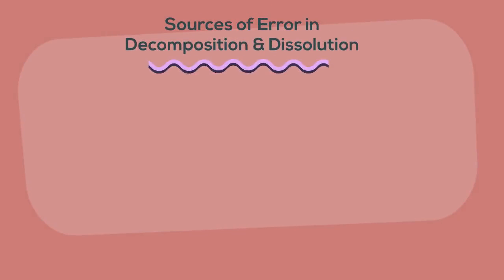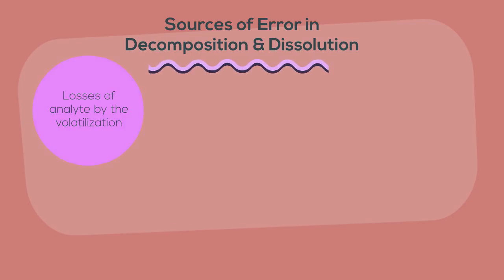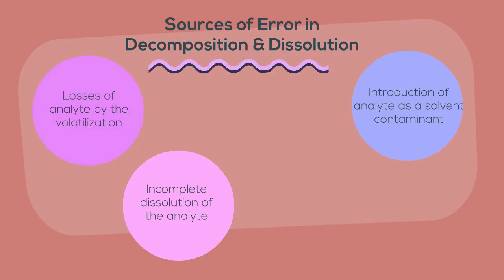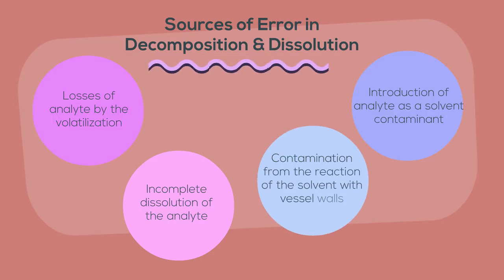Listed here are the sources of error during the decomposition and dissolution of sample: losses of analyte by volatilizations, incomplete dissolutions of the analytes, introductions of analyte as a solvent contaminant, and contaminations from the reactions of the solvent with the vessel wall.